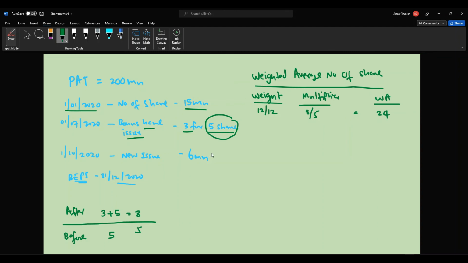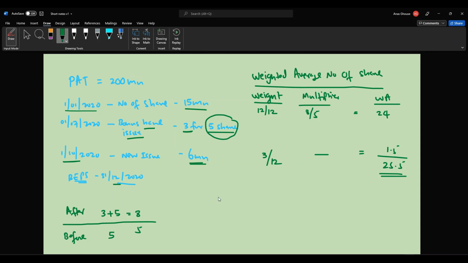Then on 1st October 2020 there are new shares issued. The weightage will be how many months? From October till December there will be 3 months. So you take 3 divided by 12, there is no multiplier, so 6 million divided by 12 times 3 is going to be 1.5 million. So the weighted average shares will be 25.5 million.